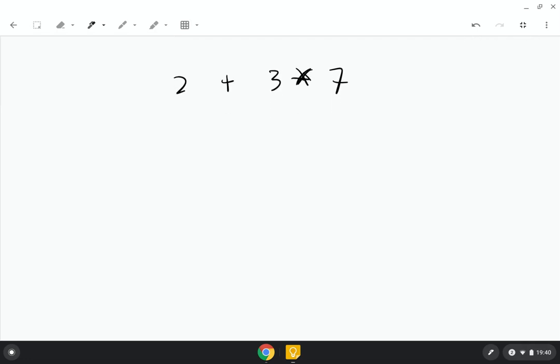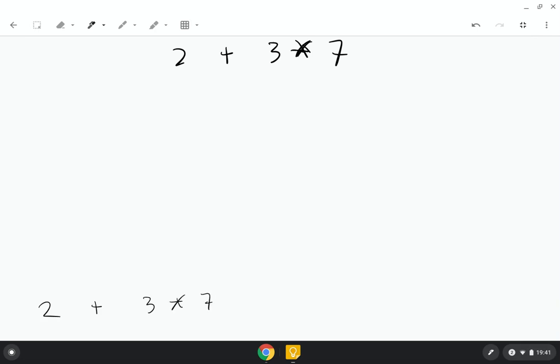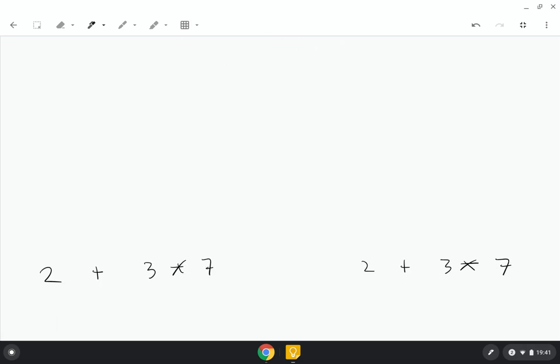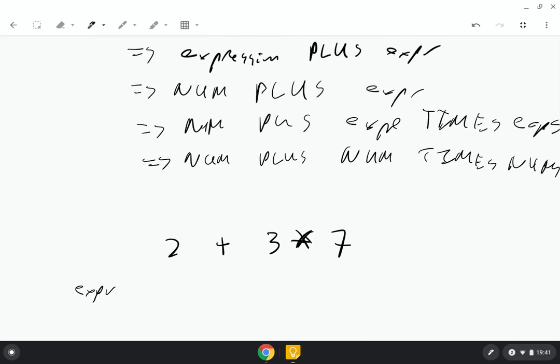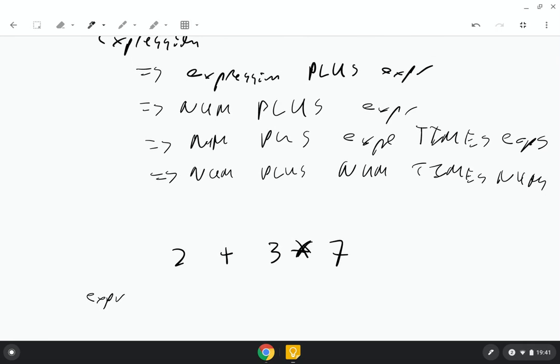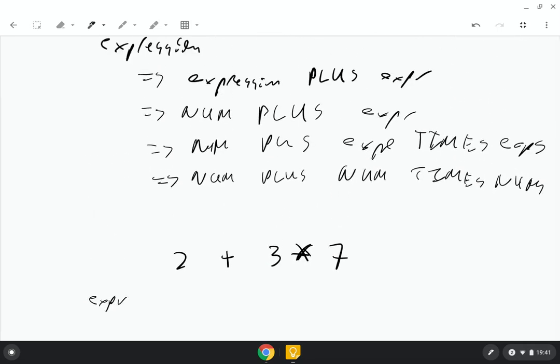So let's take this same string in our language, 2 plus 3 times 7. And I'm going to write it here twice for reasons that you will see in a second. So as I mentioned last time, these derivations can be represented as a tree, where each node of the tree is a non-terminal from the left-hand side, and its children are the production that you applied. So taking the leftmost derivation that we just did for 2 plus 3 times 7, we can represent this as a tree structure.